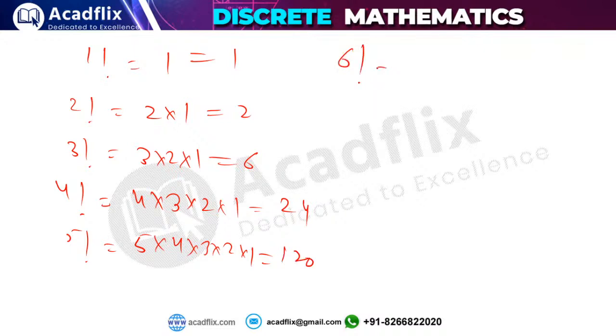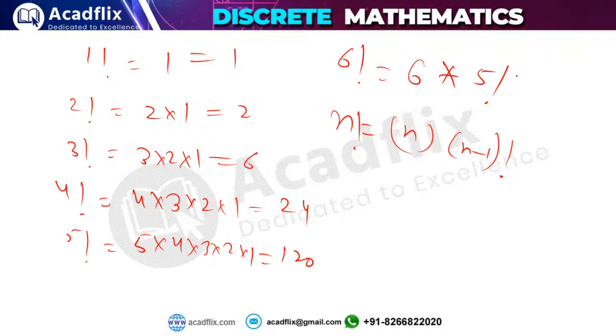What is 6 factorial? 6 factorial is nothing but 6 multiplied by 5 factorial. This is how you can write. Basically, n factorial is nothing but n multiplied by n minus 1 factorial. Okay, so 6 into 5 factorial. What is 5 factorial? This is 120. So 6 factorial will be 720. So this is how factorial is defined.